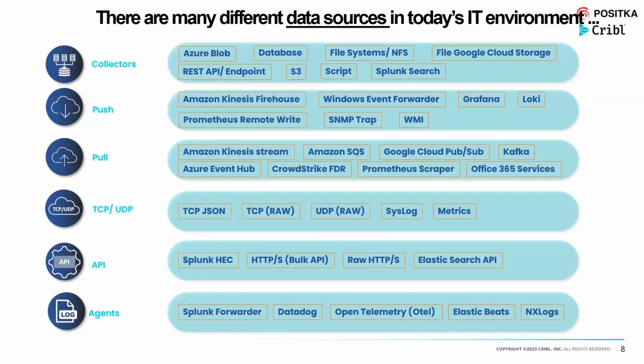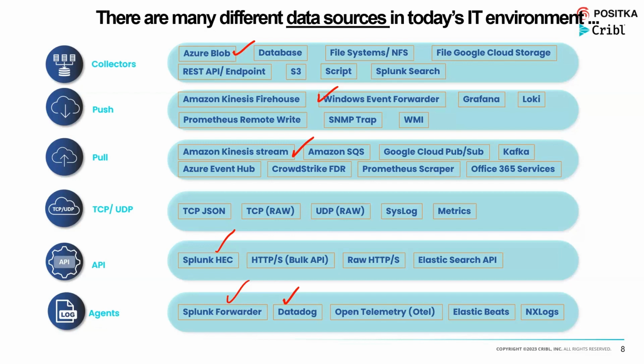So first, in terms of data sources, observability data can be from any of these types of data sources: pull, push, TCP, UDP, API, agents, and each of these data sources comes with a variety of options within them. Oftentimes, major enterprise organizations tend to use multiple of these for their environment. So we have Azure Blob, we have Windows Event Forwarder under push, we have Amazon Kinesis under pull, TCP, UDP, we have Splunk HEC for API, and under agents we have Splunk Forwarder, Datadog. So these are the various sources that generate the observability data that we have just discussed.